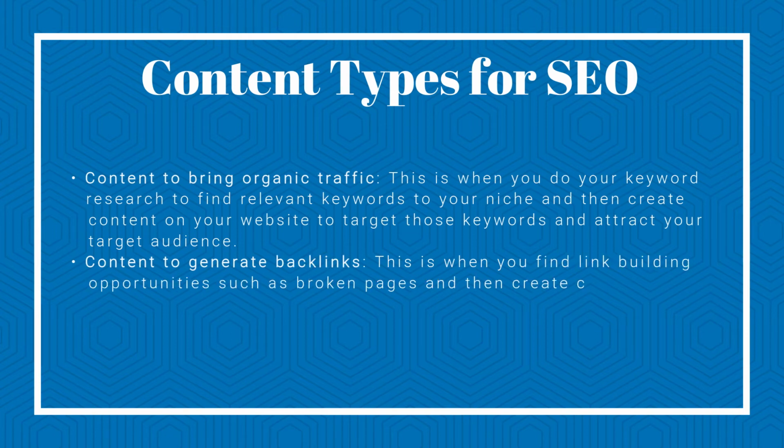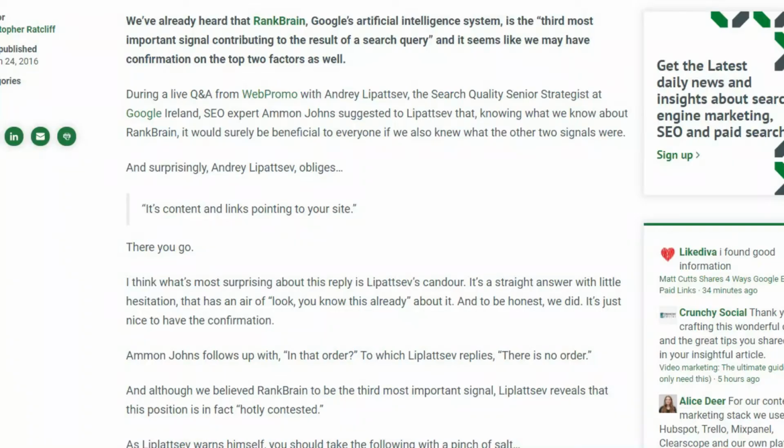This is when you find link building opportunities such as broken pages and then create content to attract links to your website. It's not a secret that the 2 most important ranking factors are high quality content and building backlinks. Which means for the best SEO results, you need to create 2 kinds of content on your website to drive the best results. Therefore, you must also do competitor backlink analysis to find link building opportunities for your website.